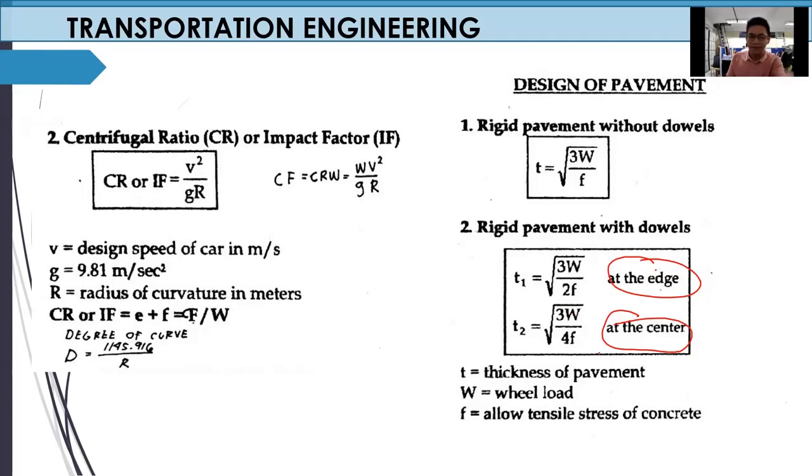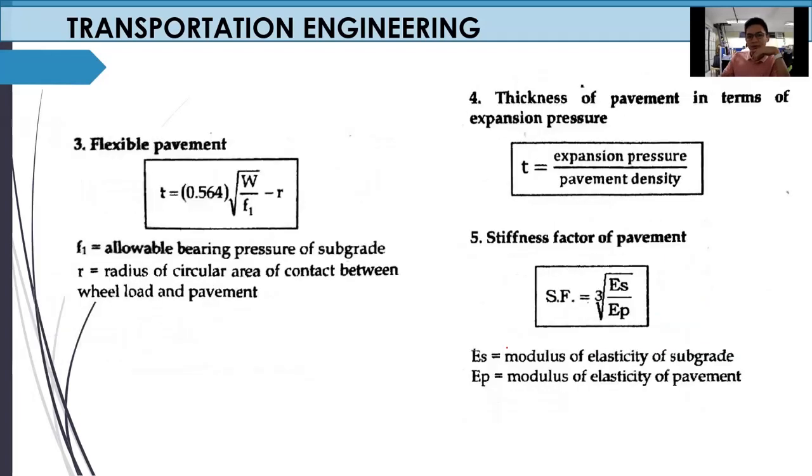Ayan. Okay? So, next is the flexible pavement. So that is T is equivalent to 0.564 square root of W over F1 minus R. So, flexible meaning pwede siya with dowels or without dowels. Nilalagyan naman din yan sa ating question kung ano yung gusto niyang i-solve: with dowels ba, without dowels, or flexible pavement.